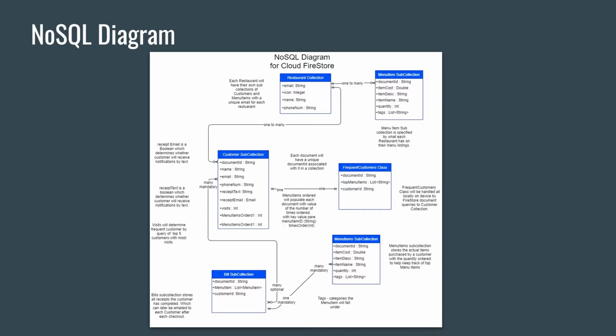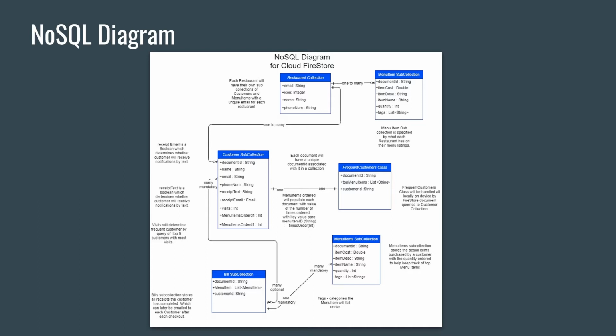Each restaurant collection will have a one-to-many relationship with the customer subcollection. There are attributes like the receipt email, which is a boolean, to determine whether or not the customer receives an email. A receipt text boolean determines whether the customer receives it by text. Each subcollection will have a one-to-one relationship with the frequent customers class. The frequent customers class will handle everything locally offline on the device by Firestore document queries to the customer collection.